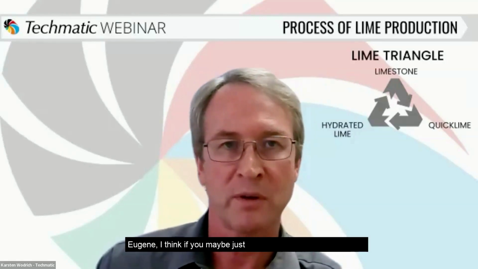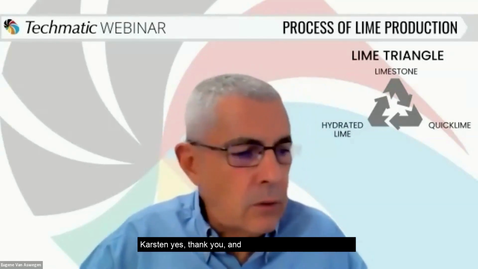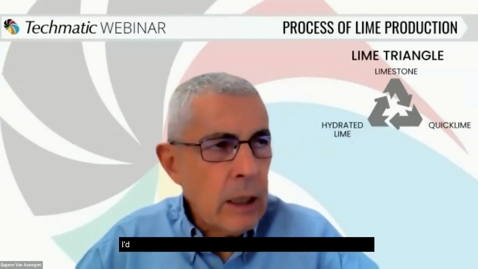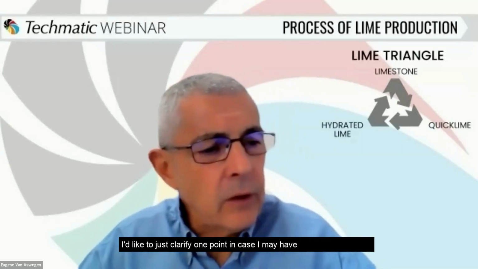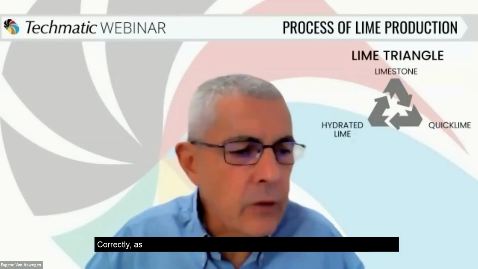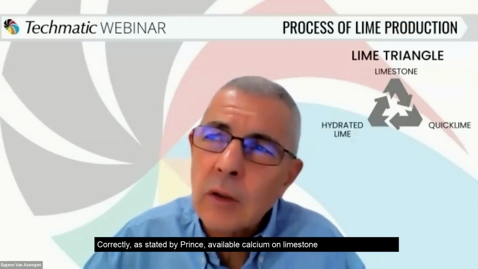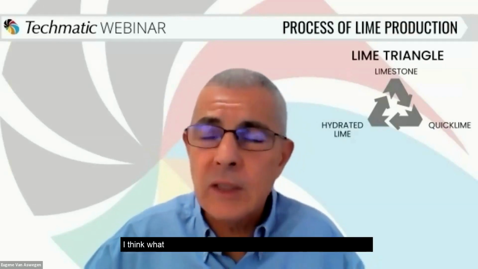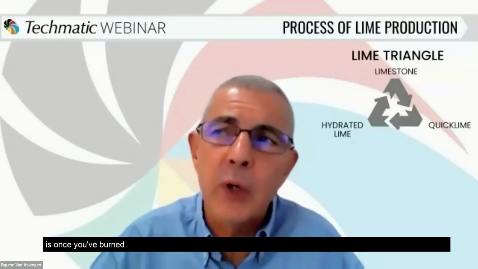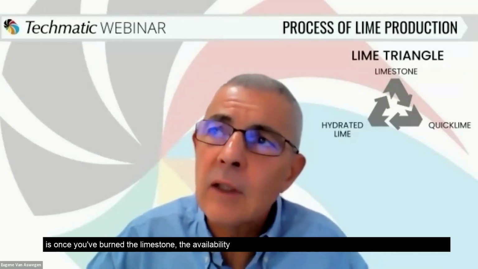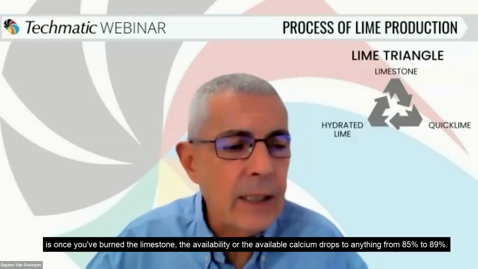Eugene, if you maybe just want to elaborate on that as well. Karsten, yes, thank you, and thanks, Prince, for the question. I'd like to clarify one point in case I may have misled our listeners. Correctly, as stated by Prince, available calcium on limestone is about 95 to 98%. What is important to note, and I didn't state it, so my apologies, is that once you've burned the limestone, the available calcium drops to anything from 85 to 89%.